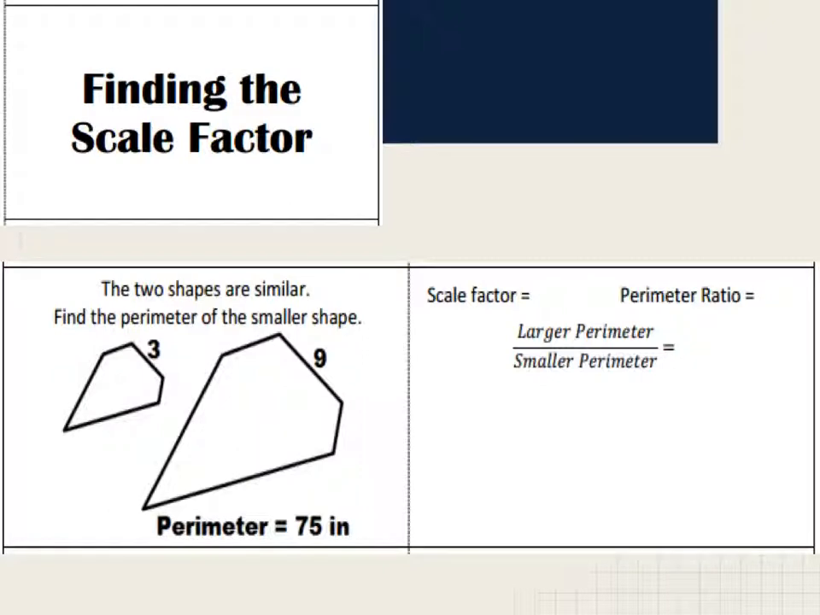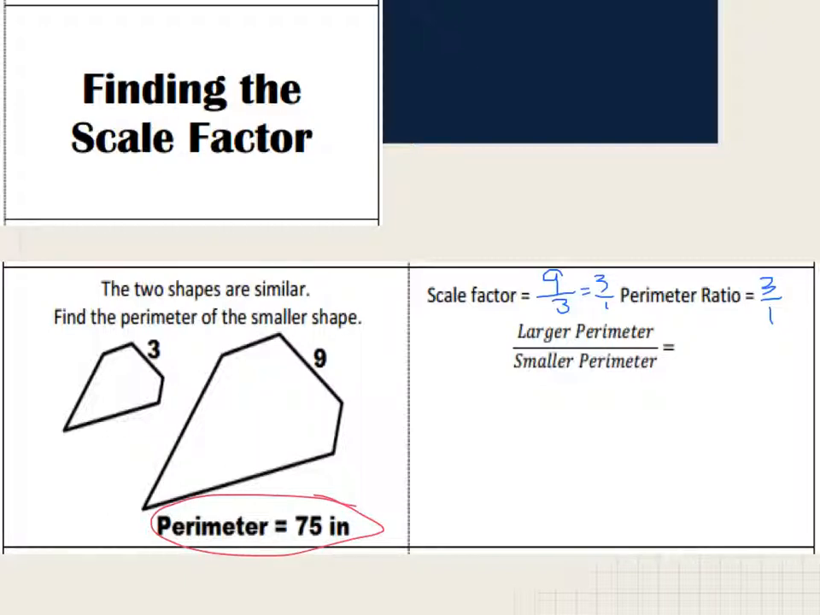Okay, so on the next tab, we have two shapes that are similar. We're going to find the perimeter of the smaller shape. In our picture, we have a side length of 3 for the smaller shape and a side length of 9 for the larger one. And it tells us here that the perimeter of the larger shape is 75. So we're going to use our scale factor to find our perimeter. Our scale factor is the ratio of the sides. So in our scale factor, the side of the larger figure is 9 and the smaller figure is 3. So our scale factor is equal to 3 over 1. That means the ratio for our perimeters is also 3 over 1.